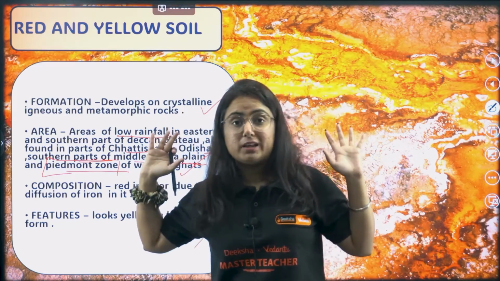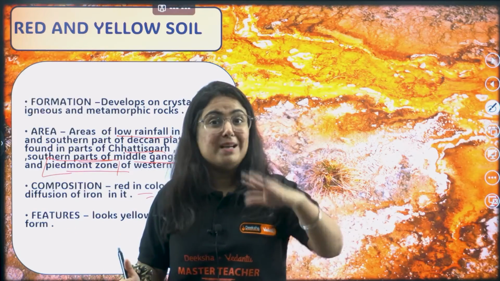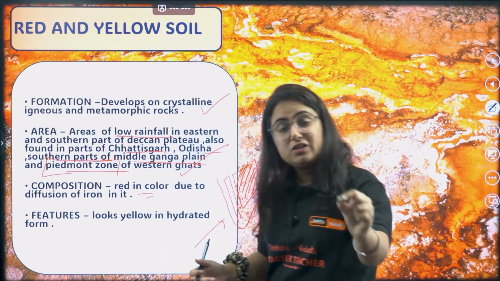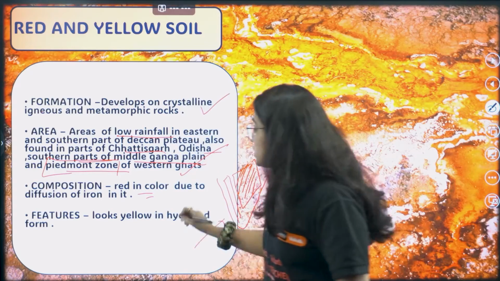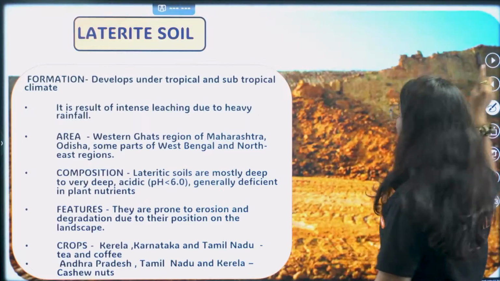But if we look at the map, we can see that the soil is also present in northeastern region. How is it possible? That region has immense rain, and in that region it is yellow in color because whenever it is in its hydrated form, it will become yellow in color.